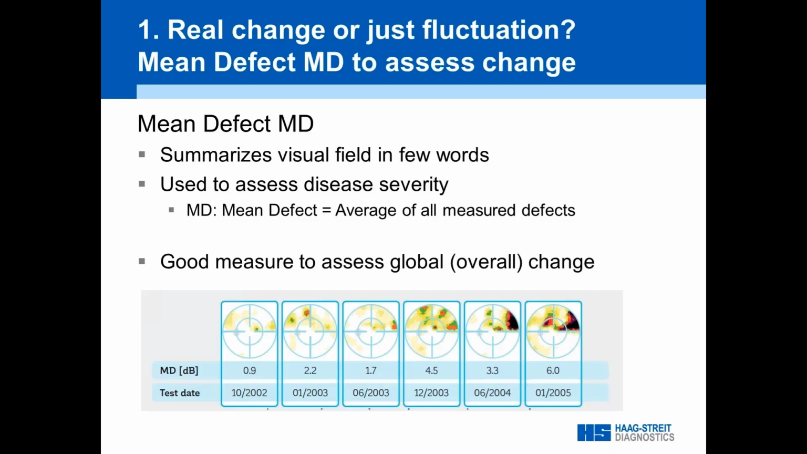This is something very statistical. Not everyone has a statistics degree. So let's start from the beginning. What we want to see is overall, is the visual field getting worse or not, or is it stable?